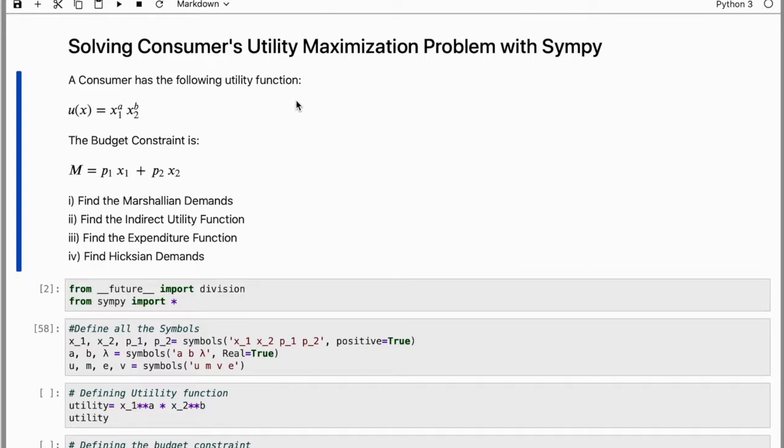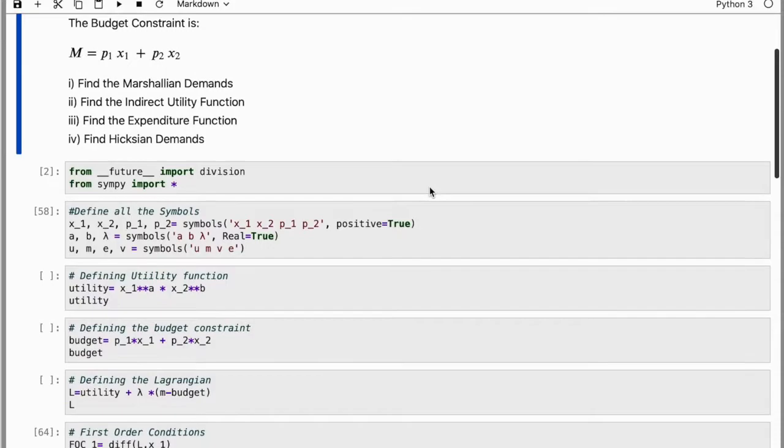A consumer has the following utility function, which is a standard Cobb-Douglas utility function, x1 to the power a and x2 to the power b. And then the budget constraint is m equals p1 x1 plus p2 x2. And we need to find the following: the Marshallian demand, the indirect utility function, the expenditure function, and the Hicksian demands.